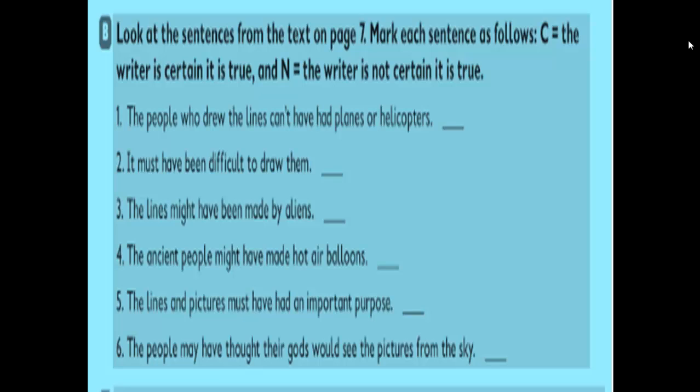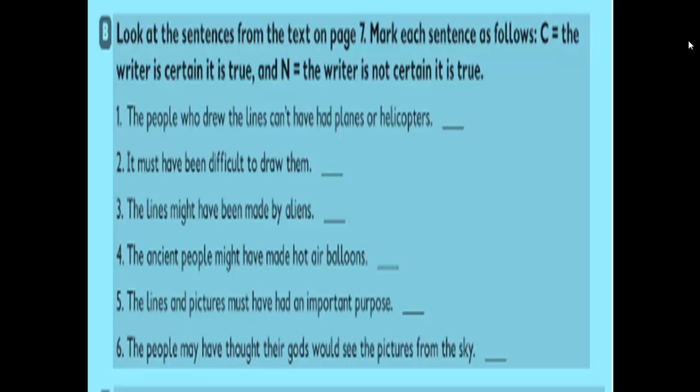Number 1, the people who drew the lines can't have had planes or helicopters. So, my dear students, you have to think here deeply, because the speaker here uses can't have. Do you know the answer? Yes, you are good students. Excellent. So here the speaker is certain. So we have to put C in number 1, because the writer uses can't.